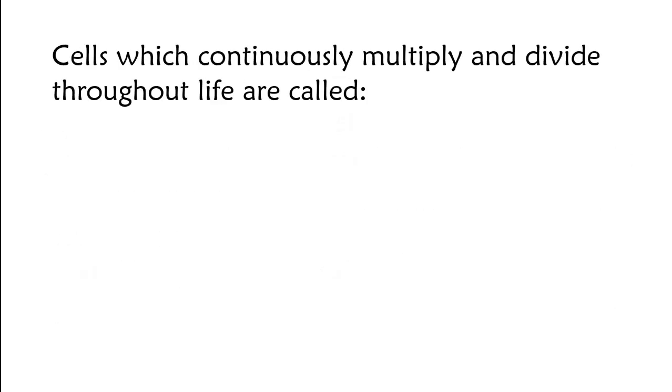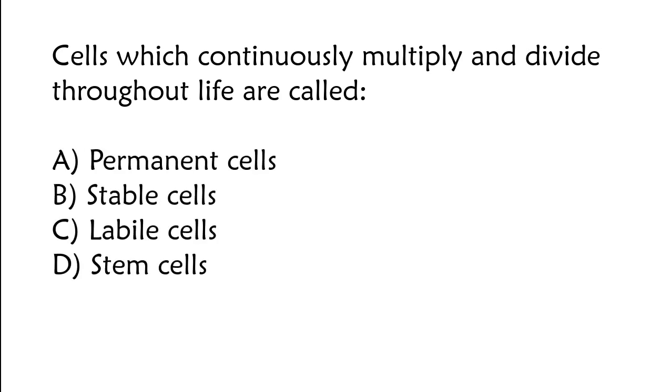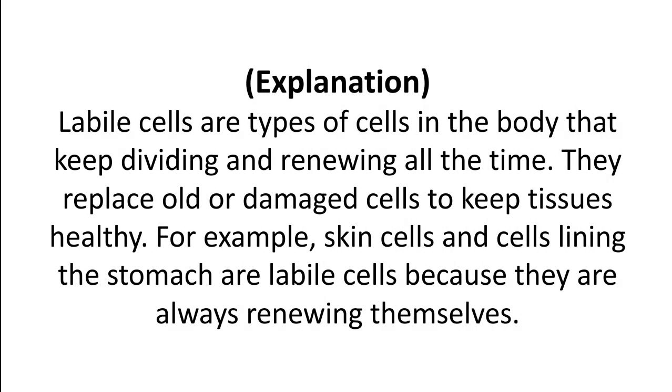Cells which continuously multiply and divide throughout life are called permanent cells, stable cells, labile cells, stem cells. The correct answer is option C, labile cells. Explanation: labile cells are types of cells in the body that keep dividing and renewing all the time. They replace old or damaged cells to keep tissues healthy. For example, skin cells and cells lining the stomach are labile cells because they are always renewing themselves.